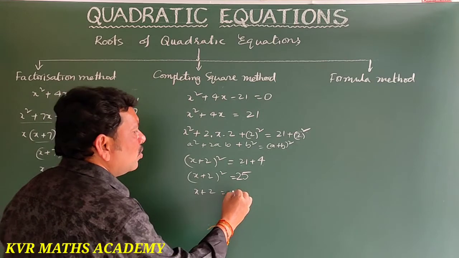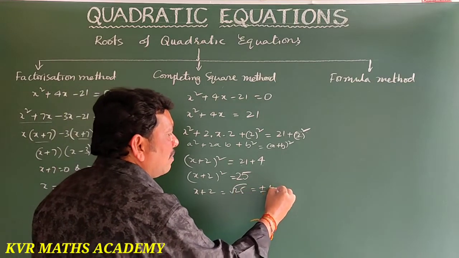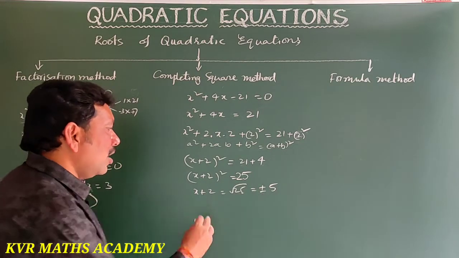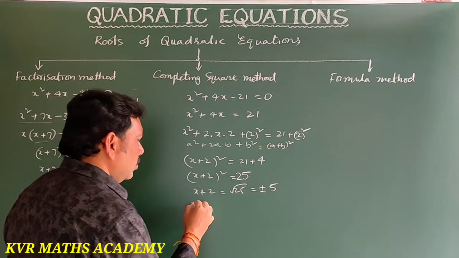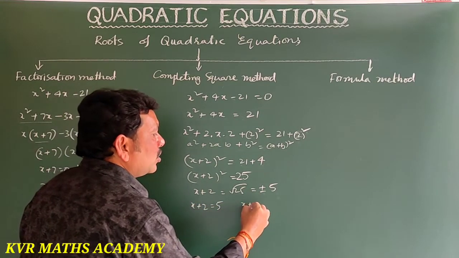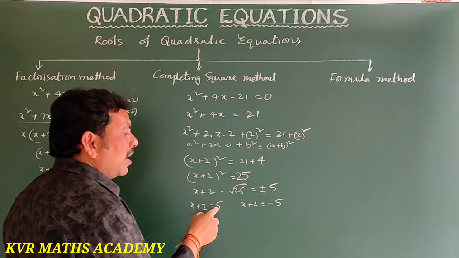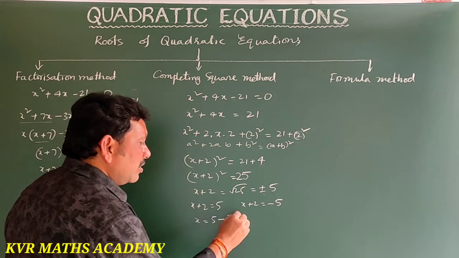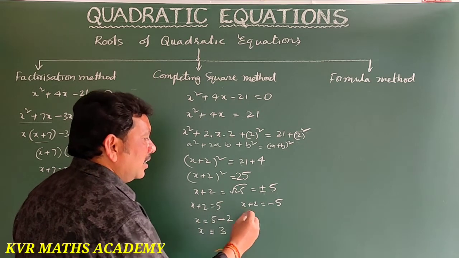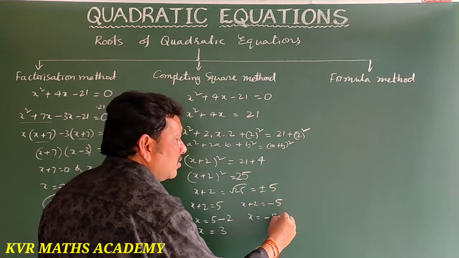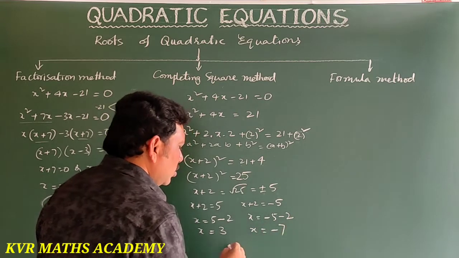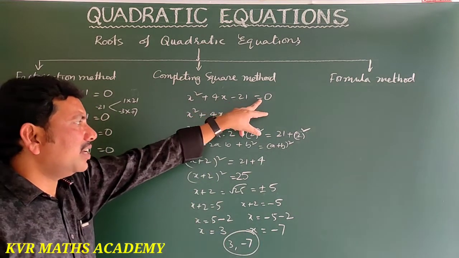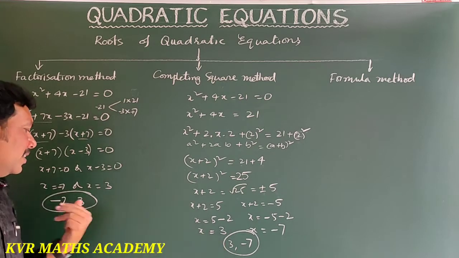Now x plus 2 is equal to root of 25. That will become plus or minus 5. Root 25 means plus or minus 5 only or not? Yes. Now suppose x plus 2 is equal to 5. Next, x plus 2 is equal to minus 5. Plus or minus 5 means 2 times we should take, right? Yeah. Now x is equal to 5 minus 2, that is 3. So x is equal to minus 5 minus 2, transfer this side, x is equal to minus 7. So 3 and minus 7 are the roots of the given equation x square plus 4x minus 21 is equal to 0. Here also we got 3 and minus 7 only or not?